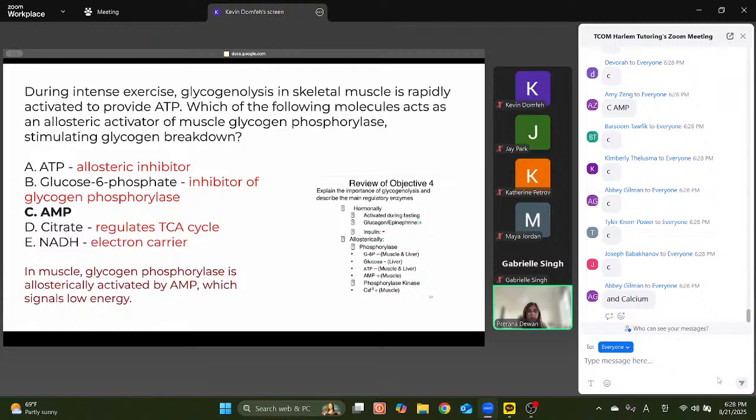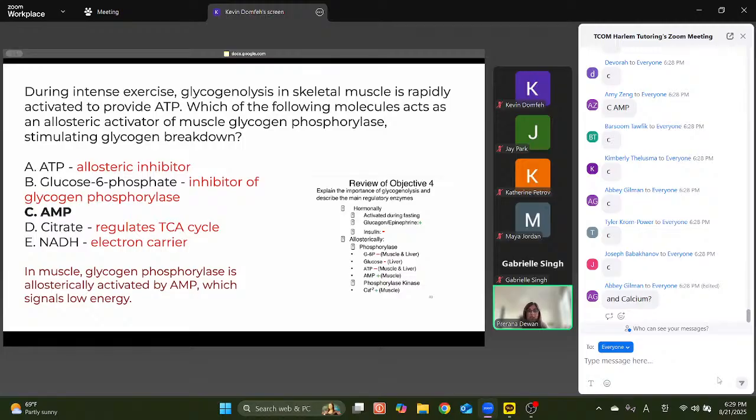And then just to go over the other ones we have listed here. ATP is going to be signaling high energy, right? So high ATP would inhibit glycogen phosphorylase because the muscle doesn't need any more energy. And for glucose 6-phosphate, when the energy is plentiful, you're going to have a lot of glucose 6-phosphate. So it's going to inhibit glycogen phosphorylase as well in muscle to prevent unnecessary glycogen breakdown.